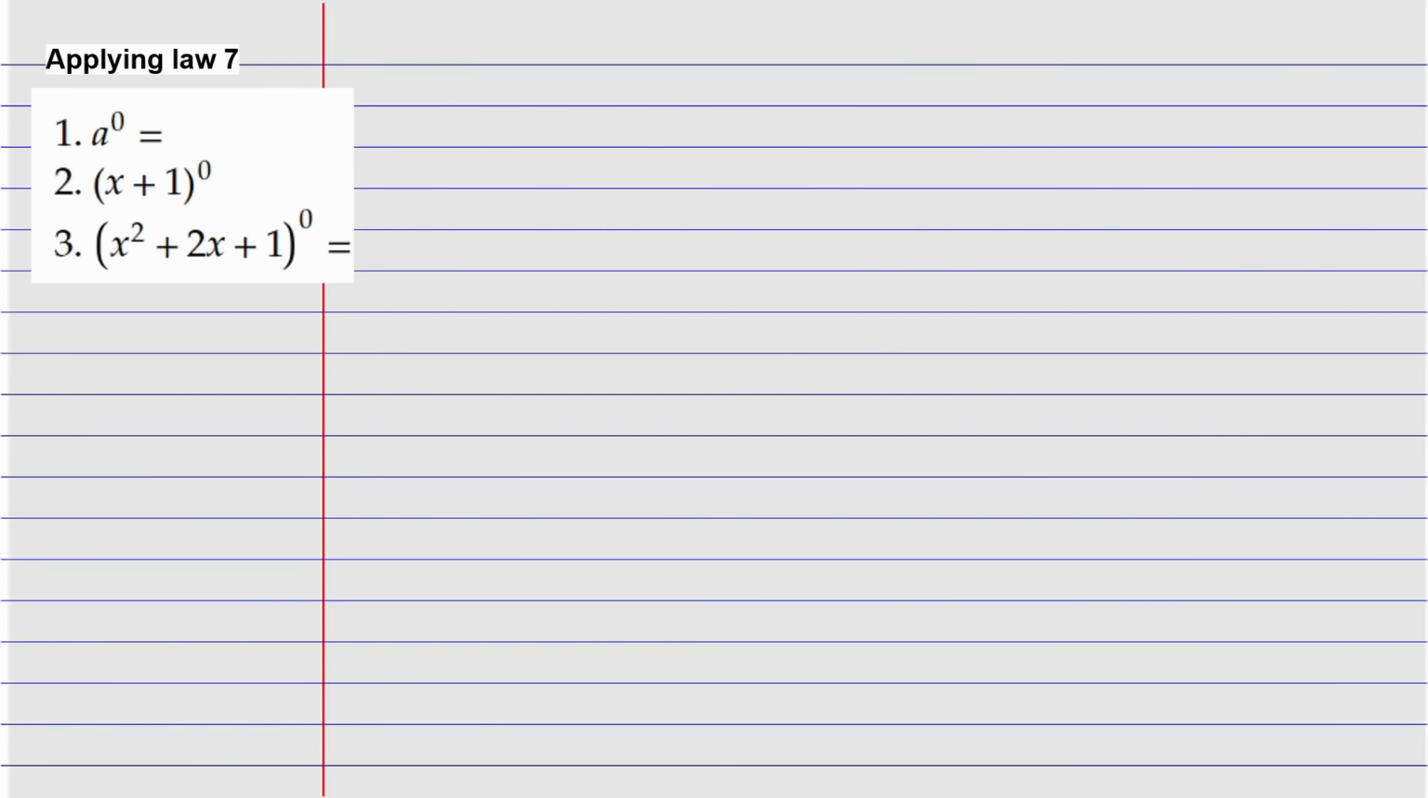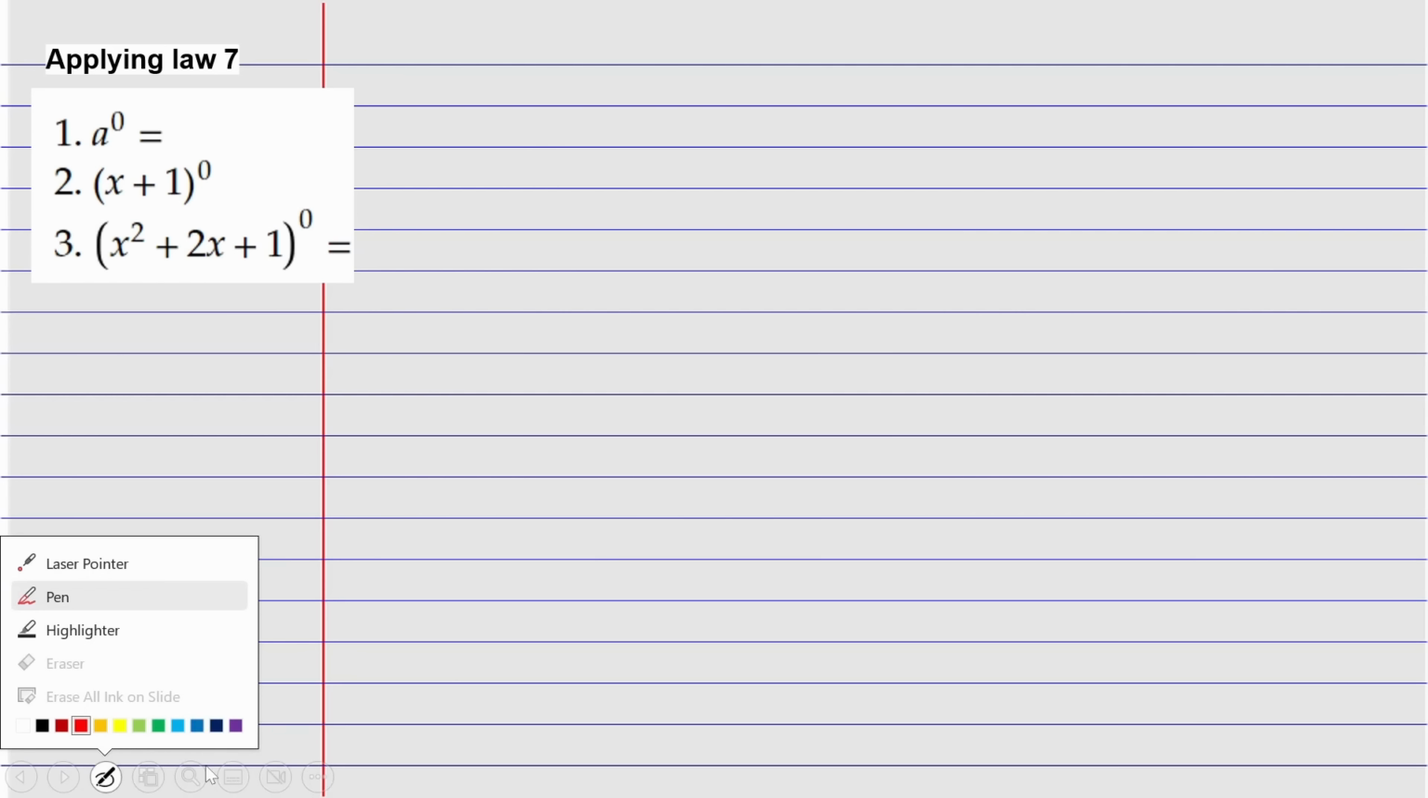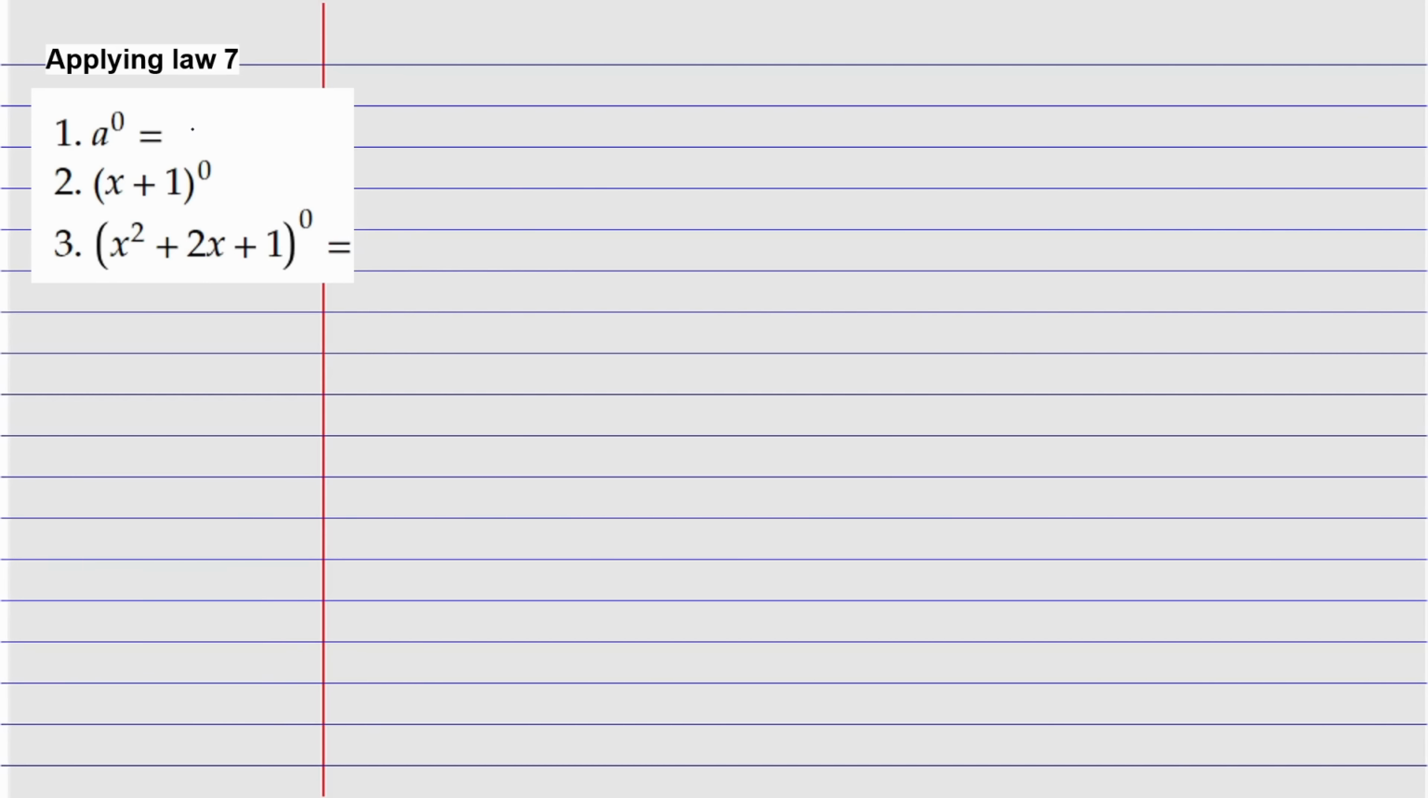So now applying law number 7, it basically says that anything to the power 0 is equal to 1. So here we see for the first one, it says a to the power 0. What does that mean? That means that this is going to be equal to 1. So here the second one, we have an expression inside a bracket, and that is to the power 0.